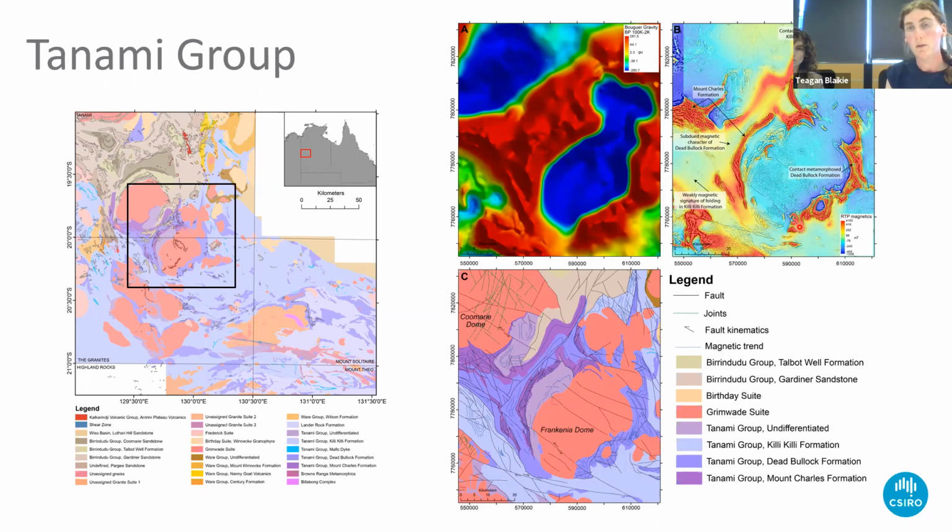These two units have a similar magnetic intensity, but a subtly different texture. The Mount Charles formation tends to have a really tight fabric of linear anomalies, whereas the Dead Bullock formation typically has more broadly spaced magnetic anomalies. This is a pattern we see across this area. So although they've got similar petrophysical properties, that was the key difference in distinguishing them in the interpretation.